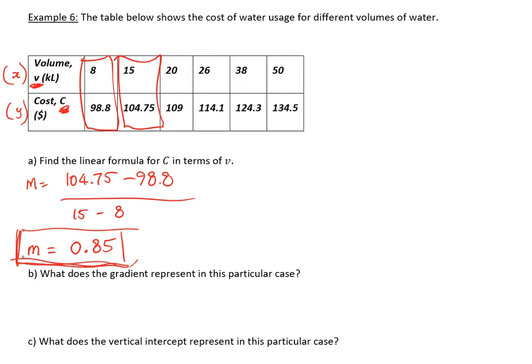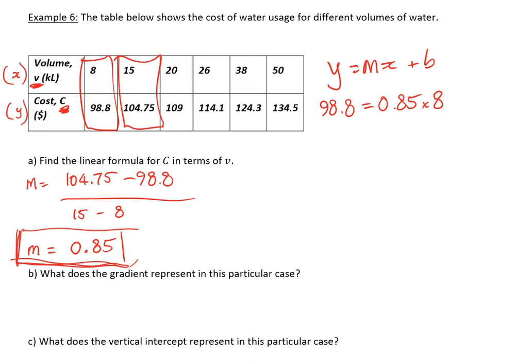So if we consider y equals mx plus b, that's what we're going to substitute into. I'm going to replace my y in this case with 98.8. 98.8 equals mx, that's 0.85x. Oops, not x, because I'm going to replace x in this particular example with an 8. Okay, I'm putting in a coordinate pair there.